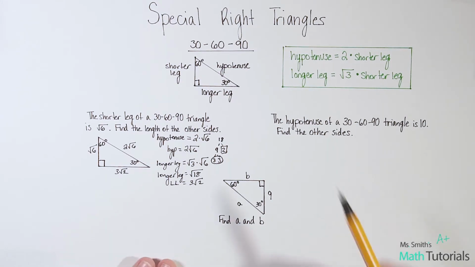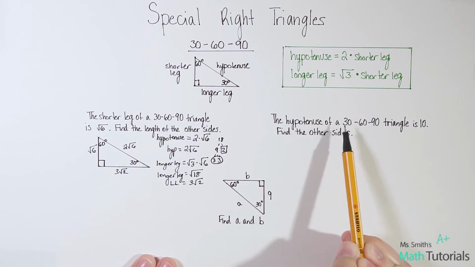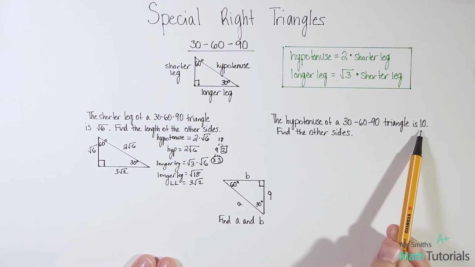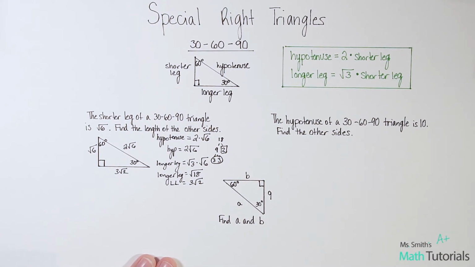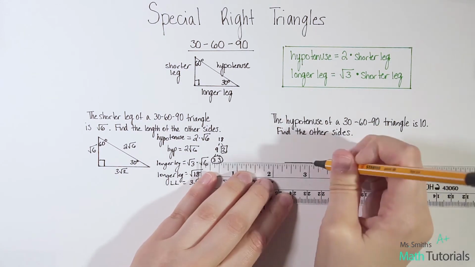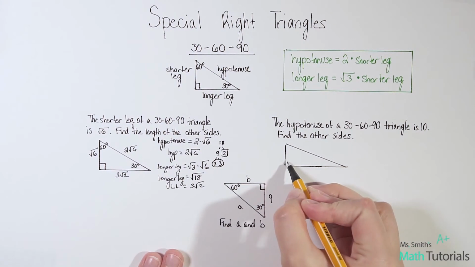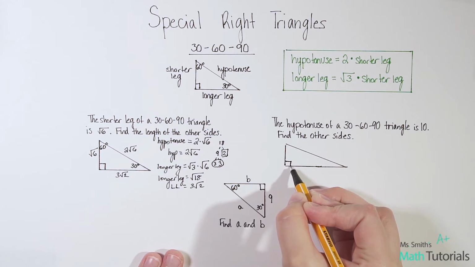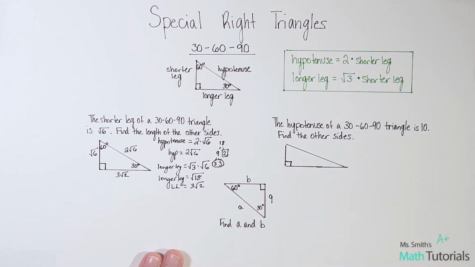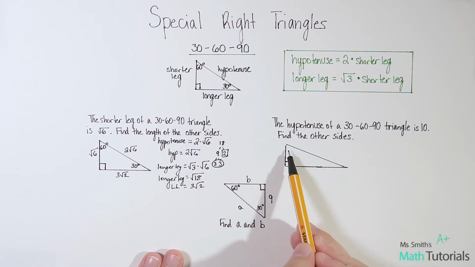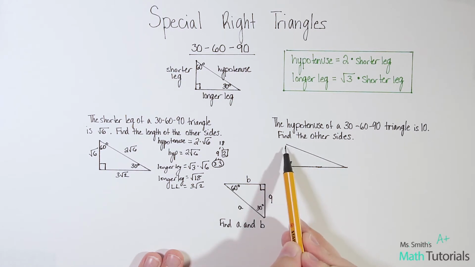Let's look at some more examples. So this one says the hypotenuse of a 30, 60, 90 triangle is 10. Find the other sides. Okay, so again, we definitely want to draw a picture, so let's do that. So I'm going to label this corner the right triangle, right? That's the one that's the right angle, so I'll label that with a box. That's my 90. I'm going to label which one would be my shorter side, right? So between this one and this one, I would definitely say this one.